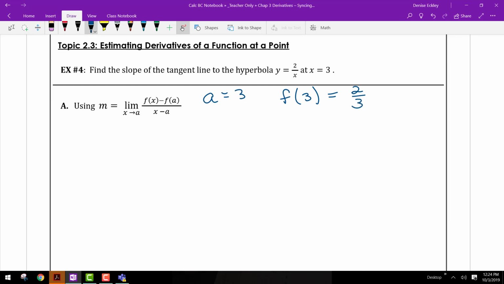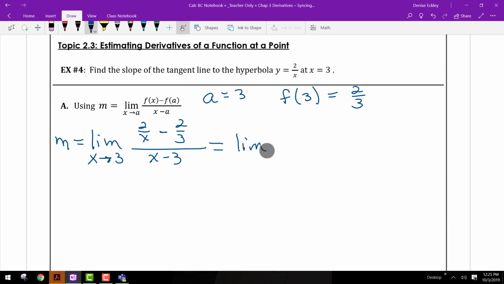So now I can find my slope. m is going to equal the limit as x approaches 3 of my f of x, which is 2 over x, minus my 2/3, my f of a, all over x minus 3. Okay, so I'm going to take the limit as x approaches 3 of, I'm going to make a common denominator here, so I get (6 minus 2x) over 3x, and this is all over x minus 3.